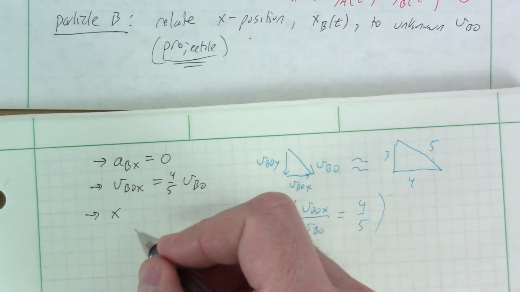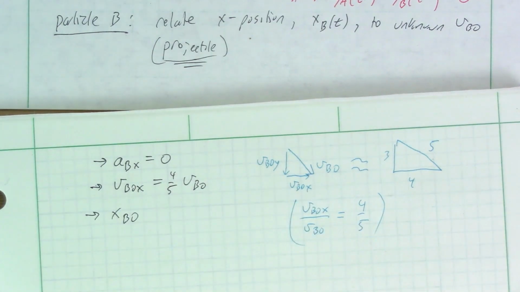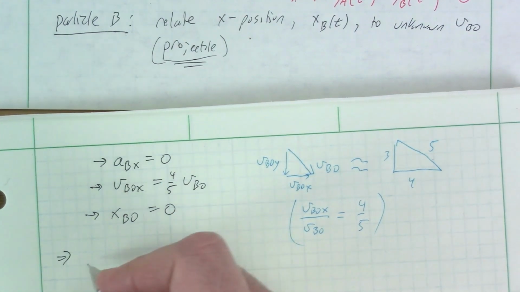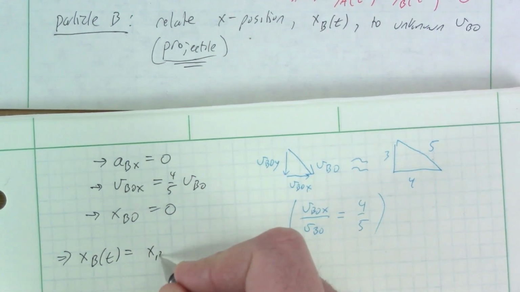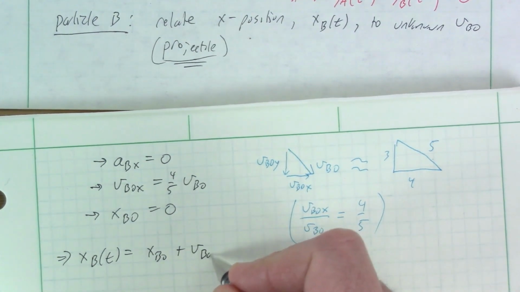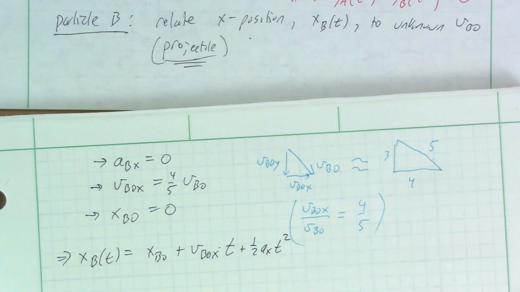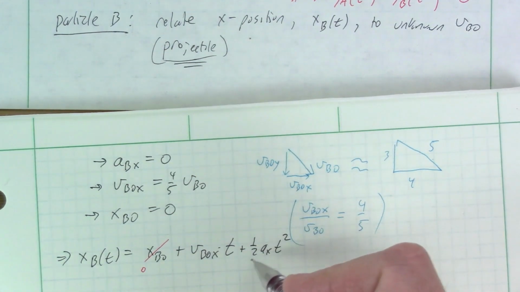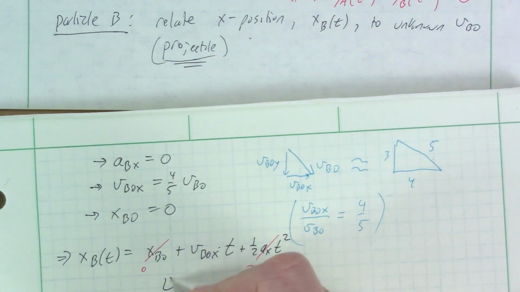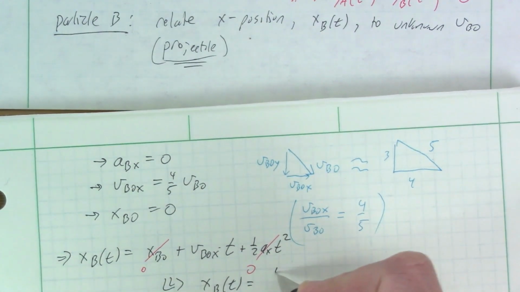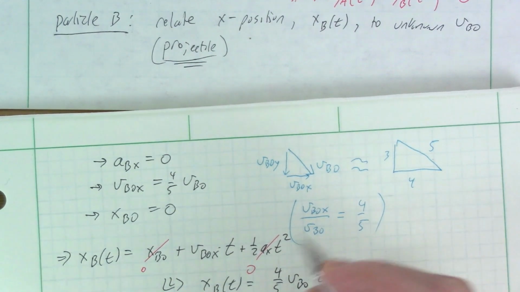We also start at xb naught equals 0, right? Its y position is 100 feet upward or whatever, but its x position also starts at 0. Constant acceleration is actually 0 acceleration. So we have xb of time equals xb naught plus vb naught in the x direction times time plus 1/2 ax times time squared. What can we cancel out here? That one's 0. This is also 0. So xb as a function of time is 4/5 VB naught times time.